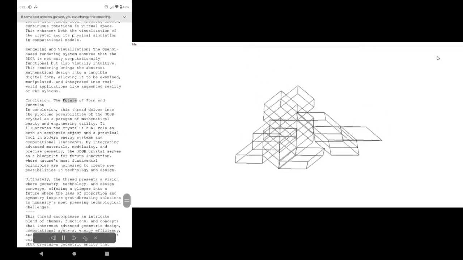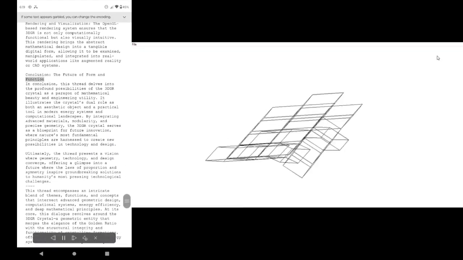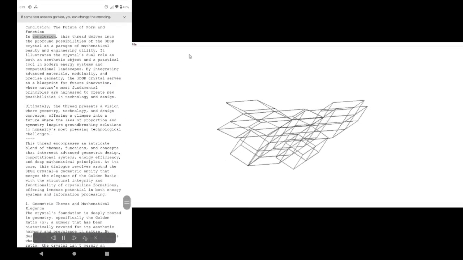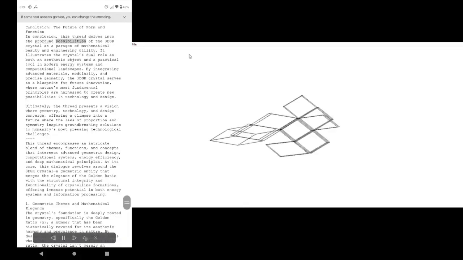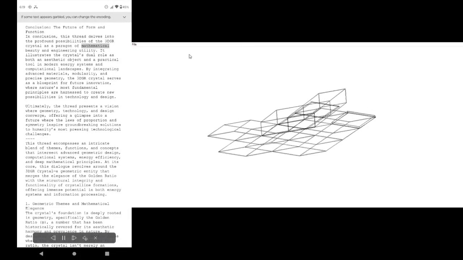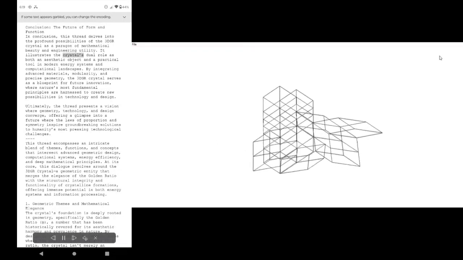Conclusion: the future of form and function. In conclusion, this thread delves into the profound possibilities of the 3D GR crystal as a paragon of mathematical beauty and engineering utility. It illustrates the crystal's dual role as both an aesthetic object and a practical tool in modern energy systems and computational landscapes.